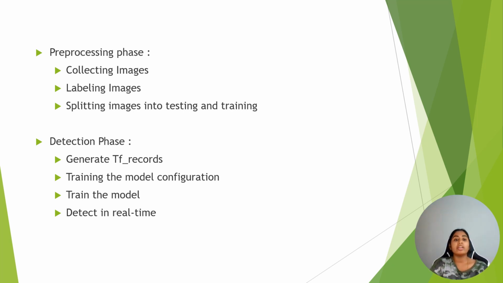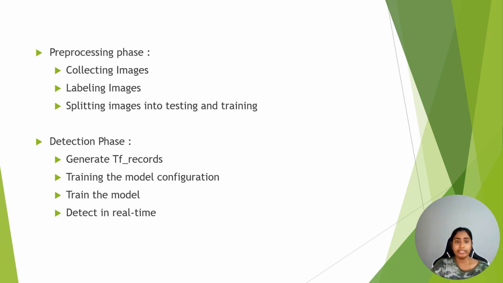In pre-processing, we are collecting the images through the webcam using Python and OpenCV, and also labeling images through the LabelImg package, which is an open source free program. After that, we are splitting the images into testing and training in an 80 to 20 ratio: 80% of data in training and 20% testing.